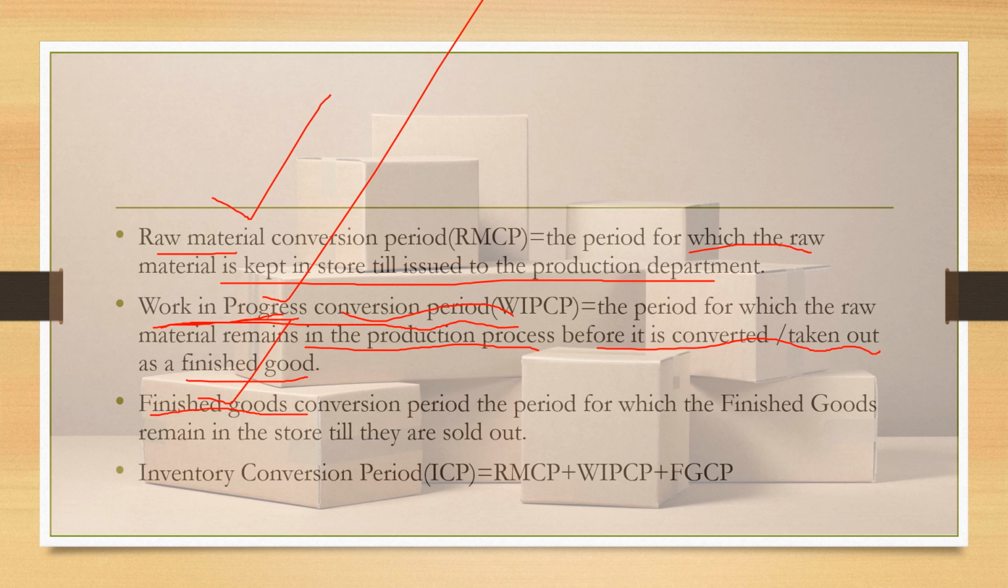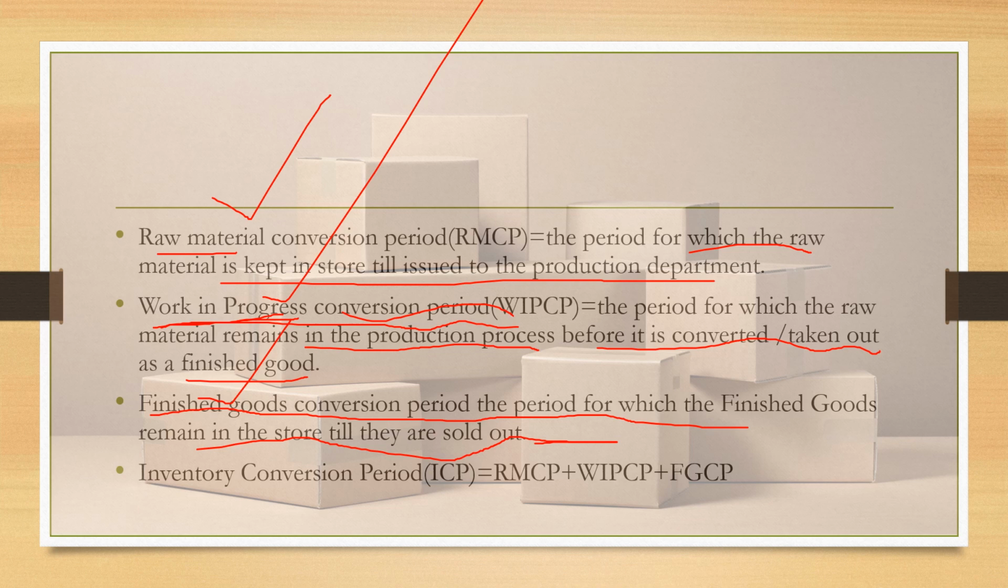So the time taken to produce these finished goods is called the conversion period, and the period for which the finished goods remain in the store till they are sold out. The period involves that as soon as the finished goods are produced they remain in the store, and that period includes the goods which are sold out.